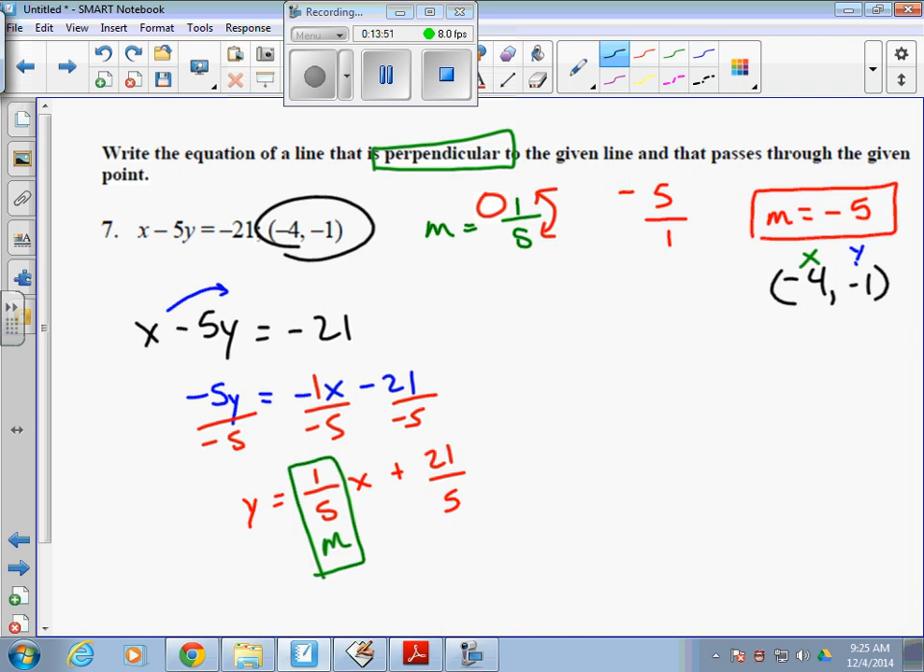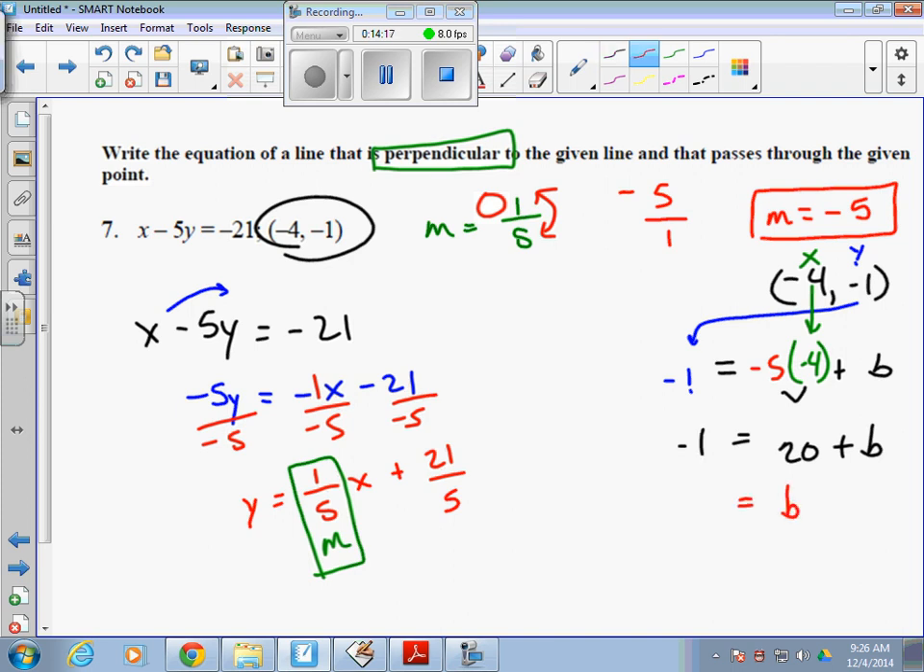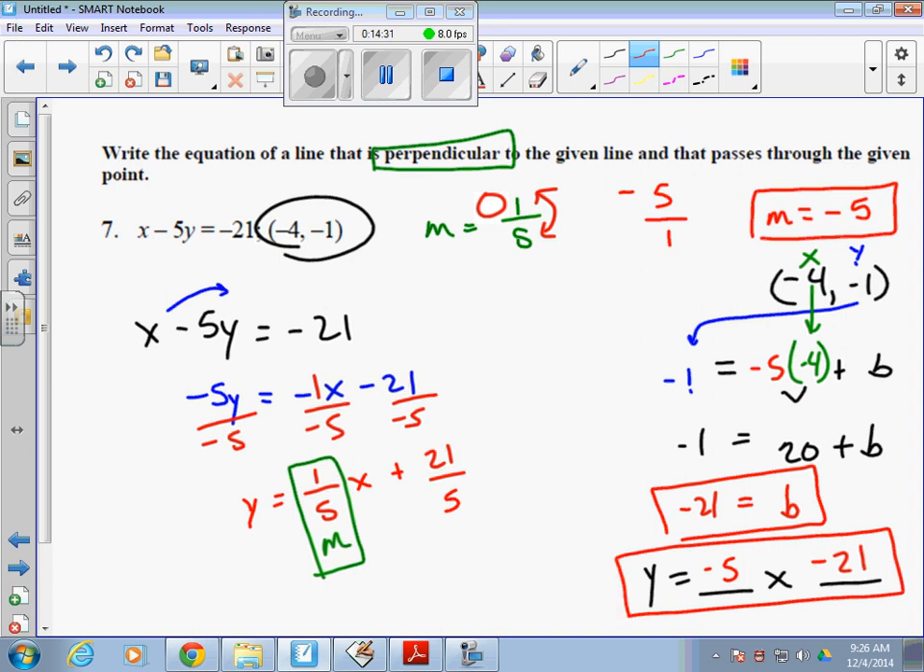y equals mx plus b. Plug your values in. y's value is negative 1. m's value is negative 5. x's value is negative 4 when you plug it in. When you simplify it, this times this, a negative times a negative is a positive 20, plus b equals negative 1. When you subtract 20 on both sides, b equals negative 21. You have m and you have b. You can write your equation. y equals mx plus b. m is negative 5. b is negative 21. Negative 5x minus 21.